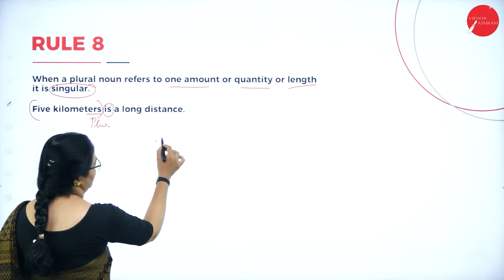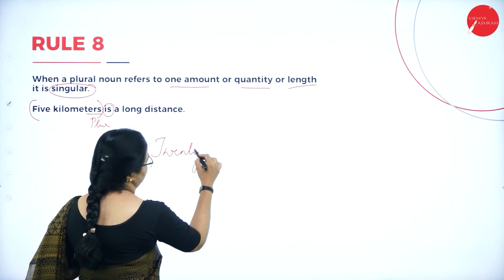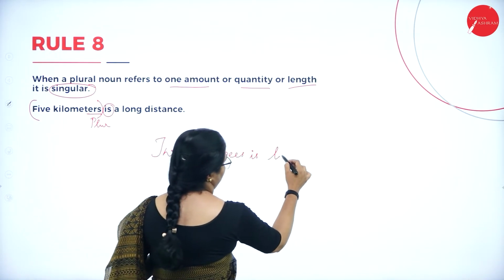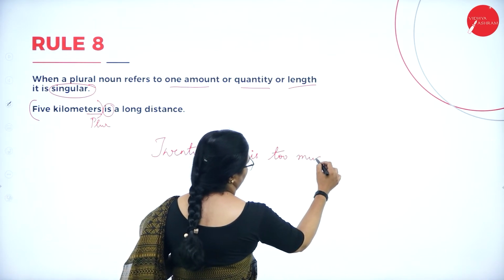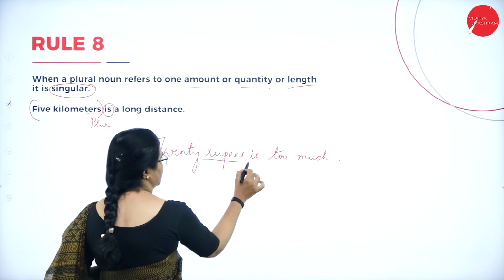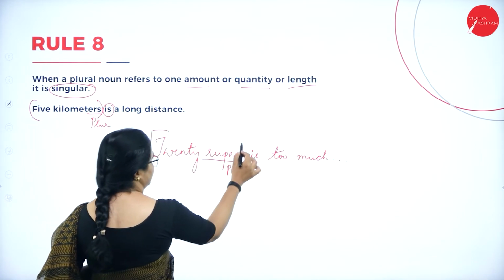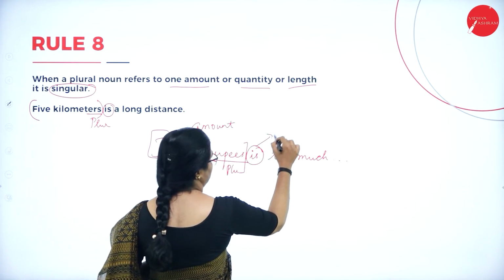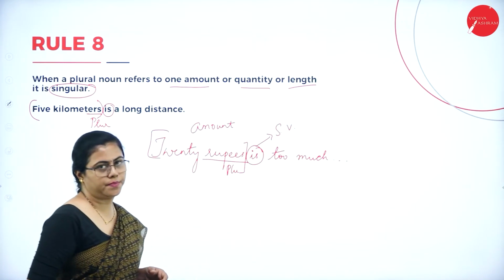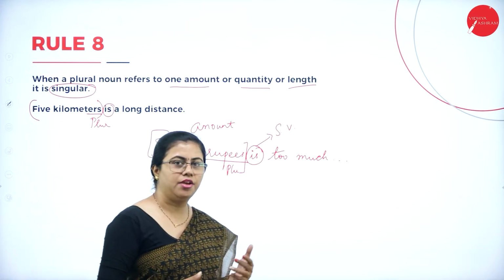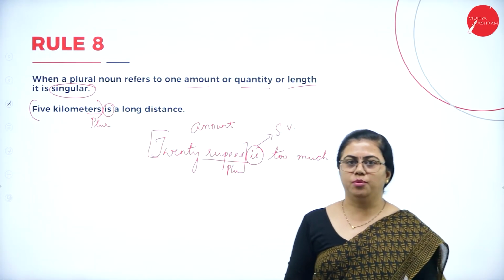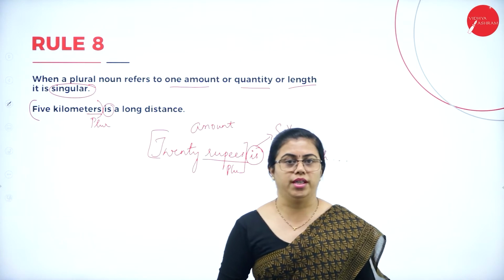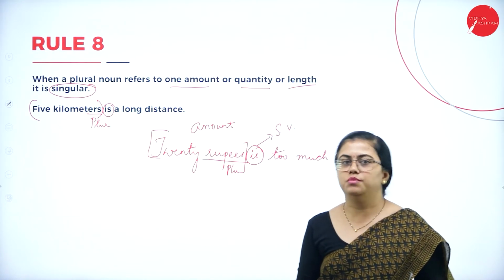For example, you say 20 rupees is something too much for this article or something like that. 20 rupees, though this is plural, we treat this as an amount. So we use the singular verb over there. Whenever it is length, quantity or some measurement, all those are treated as singular subjects only. That means you have to use singular verbs only over there.